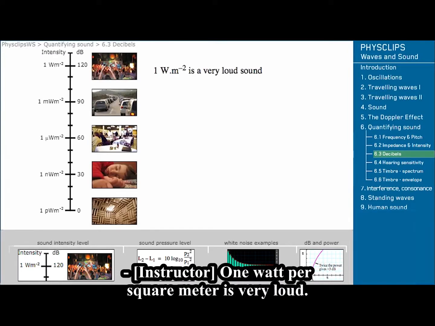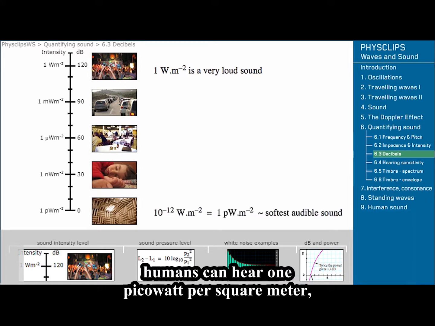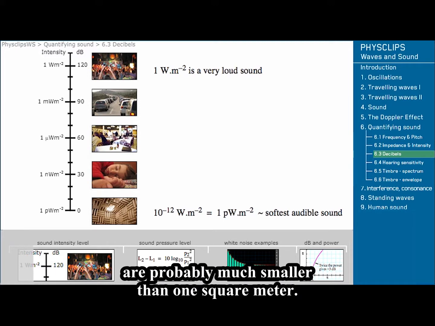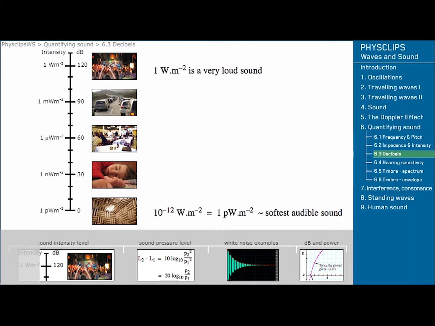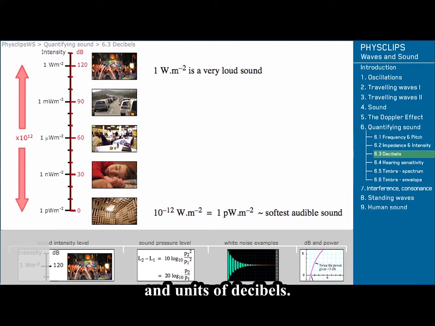1 watt per square metre is very loud. Under optimal conditions, and for some frequencies, humans can hear 1 picowatt per square metre, which is remarkable sensitivity because your ears are probably much smaller than 1 square metre. To cover this huge range, we use a logarithmic scale and units of decibels.